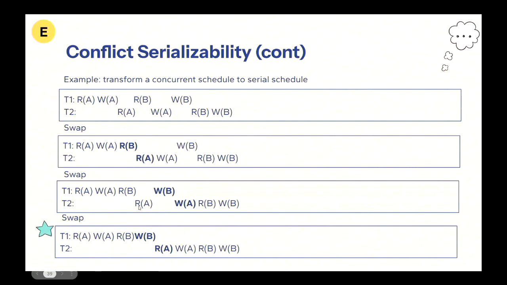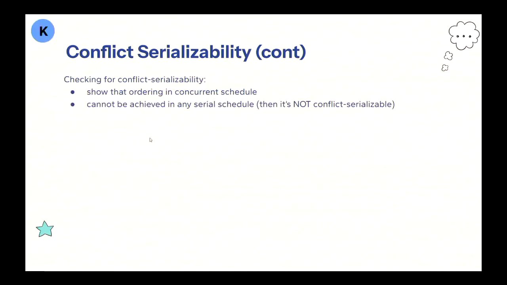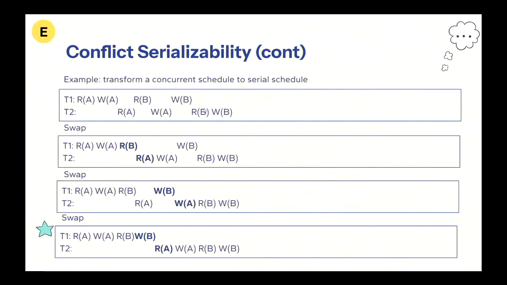This means that this concurrent schedule is essentially the same as this serial schedule here. So this concurrent schedule is conflict serializable. So it is safe. But doing the swapping is not very effective, so we have a better algorithm for checking conflict serializability.